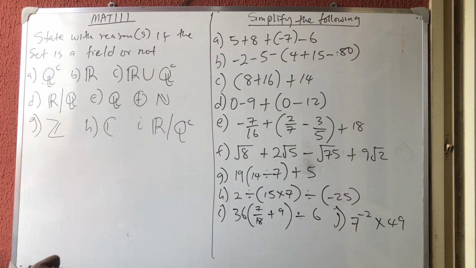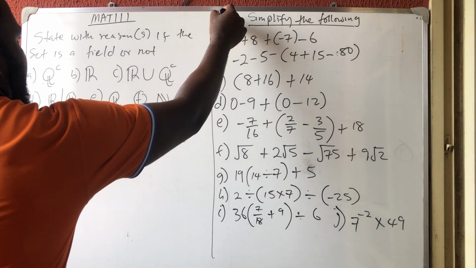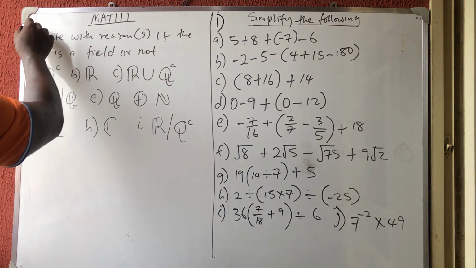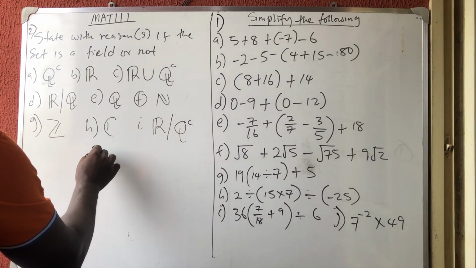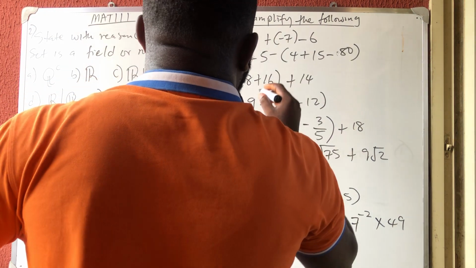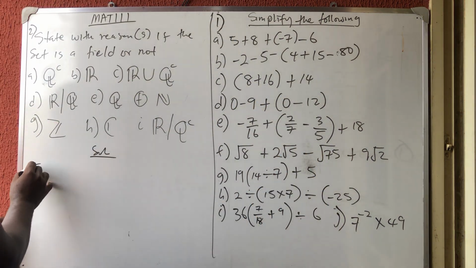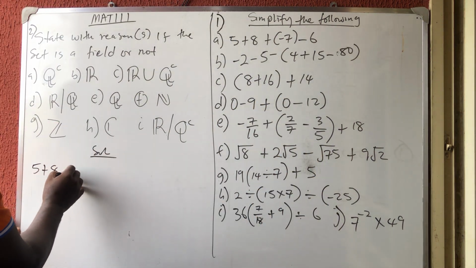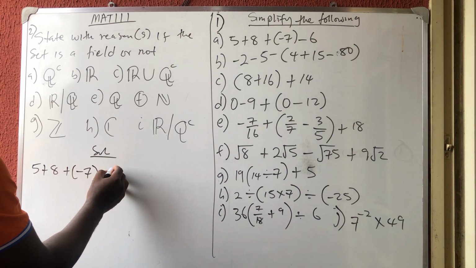In today's video, we'll be solving this simple problem. So this is question number one and this is question number two. Solution for number one: they say we should simplify 5 plus 8 plus bracket minus 7 minus 6.